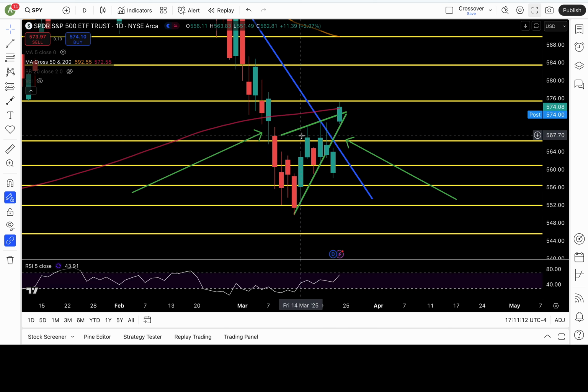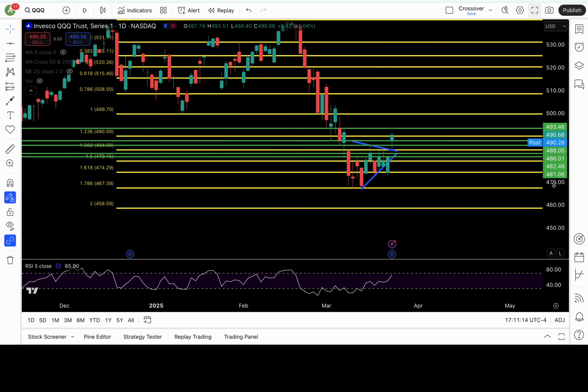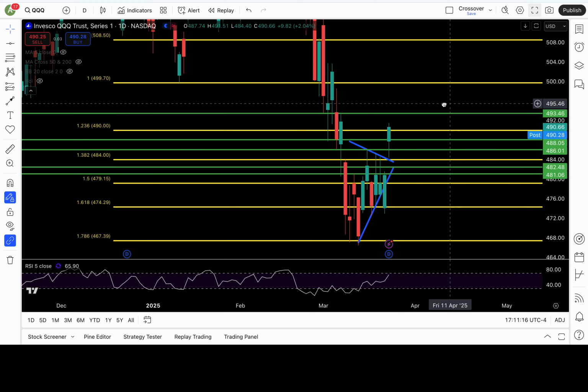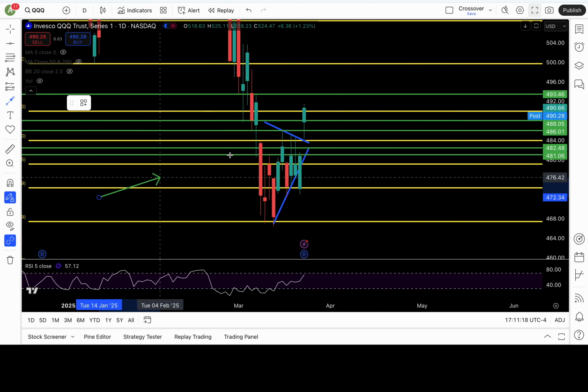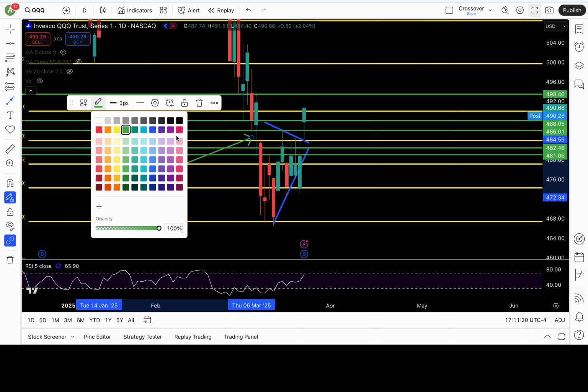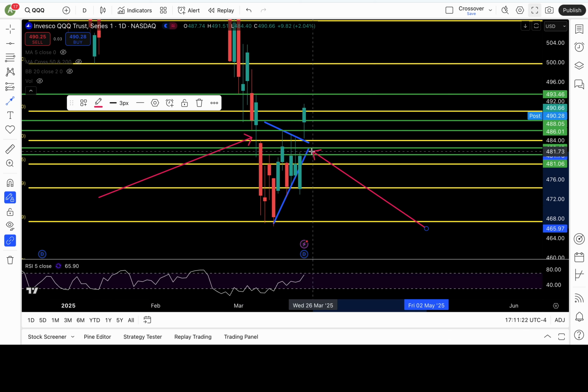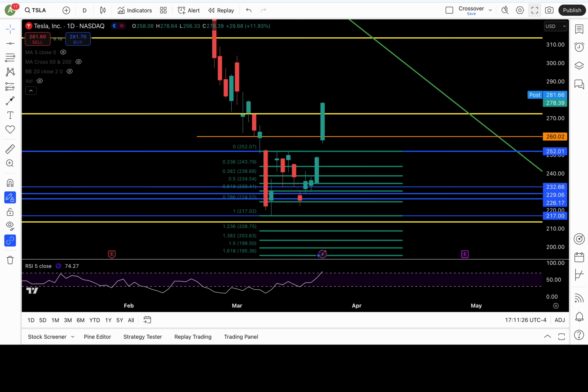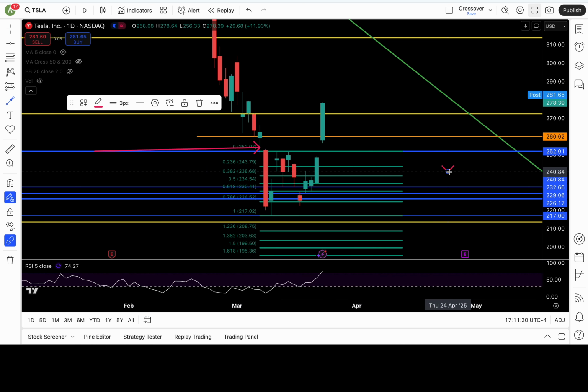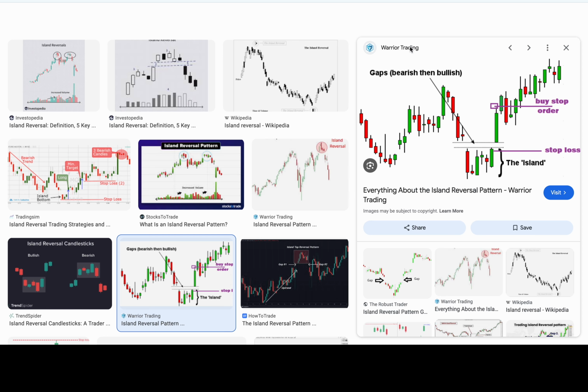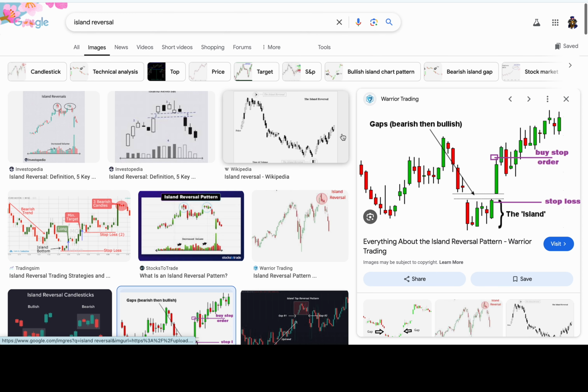An island reversal. We look at triple Q. I know I have a lot of lines, but you can see it as well, guys. You got a gap there. Change the color. You got a gap there that just formed today. Island reversal. We're looking at Tesla. We have a gap there and then a gap there. Island reversal.